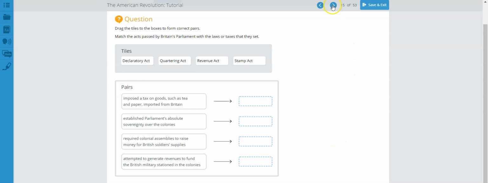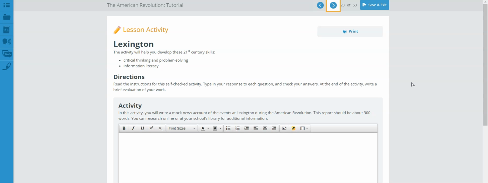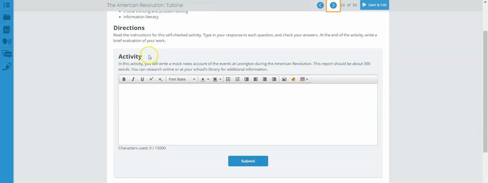We are now on page 23 of the American Revolution tutorial, and this is your lesson activity, Lexington. Let's read the directions so you'll know what to do here. Read the instructions for this self-check activity, type in your response to each question, and check your answers. At the end of the activity, write a brief evaluation of your work.